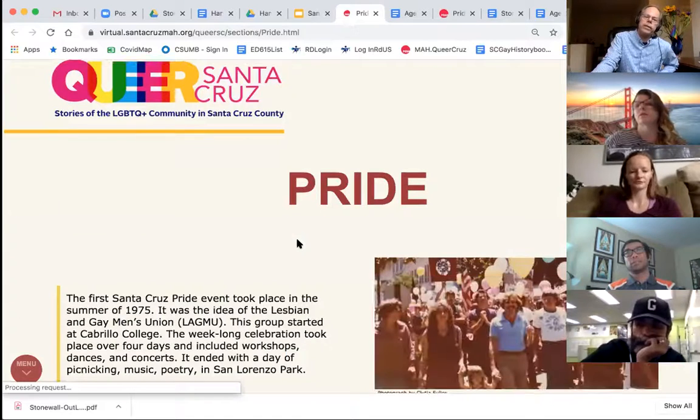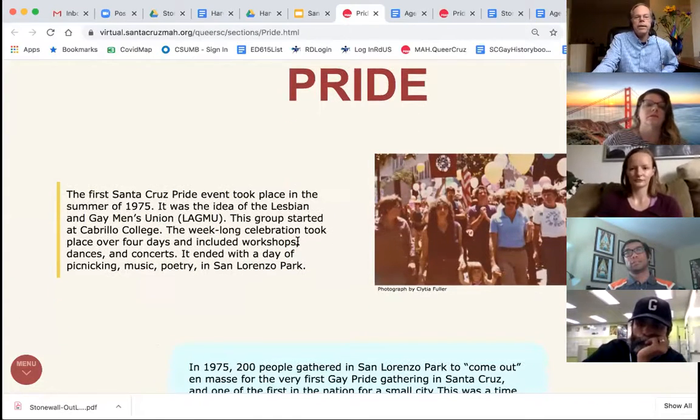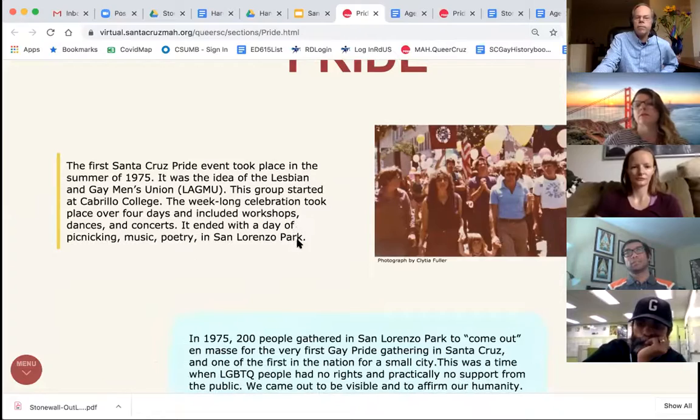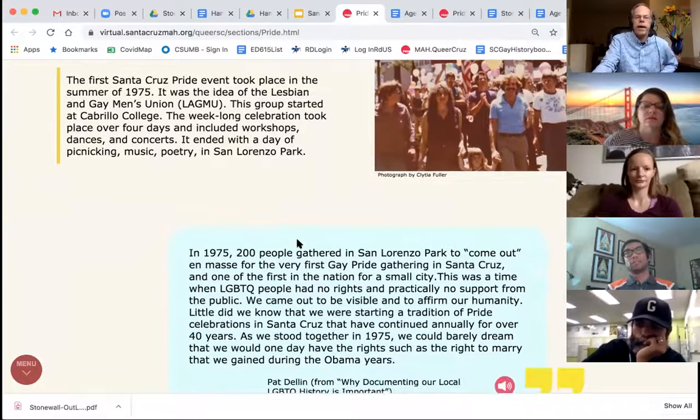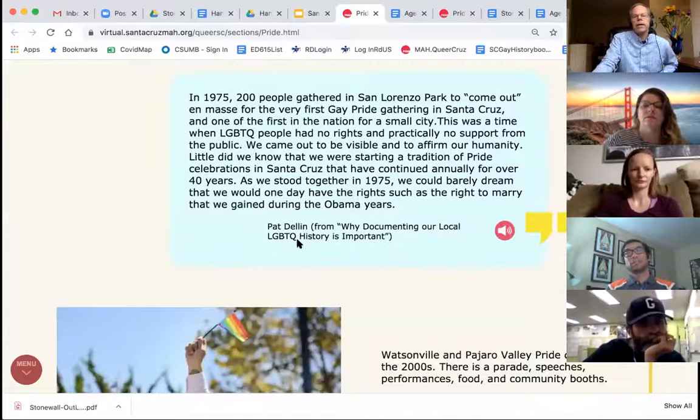So here are the real people in Santa Cruz who took part in Pride in 1975, just like the real people in New York who gathered the other groups together. And you can read quotes from people who were there.